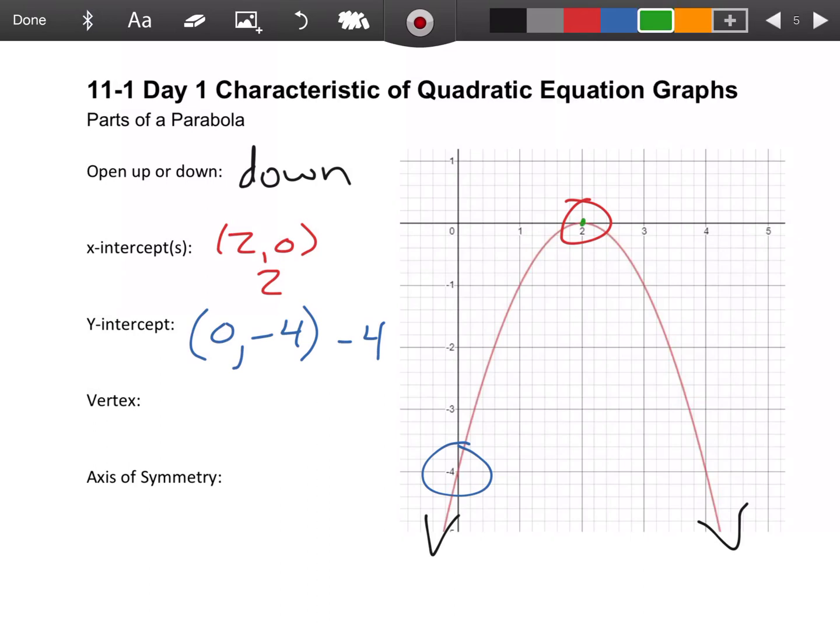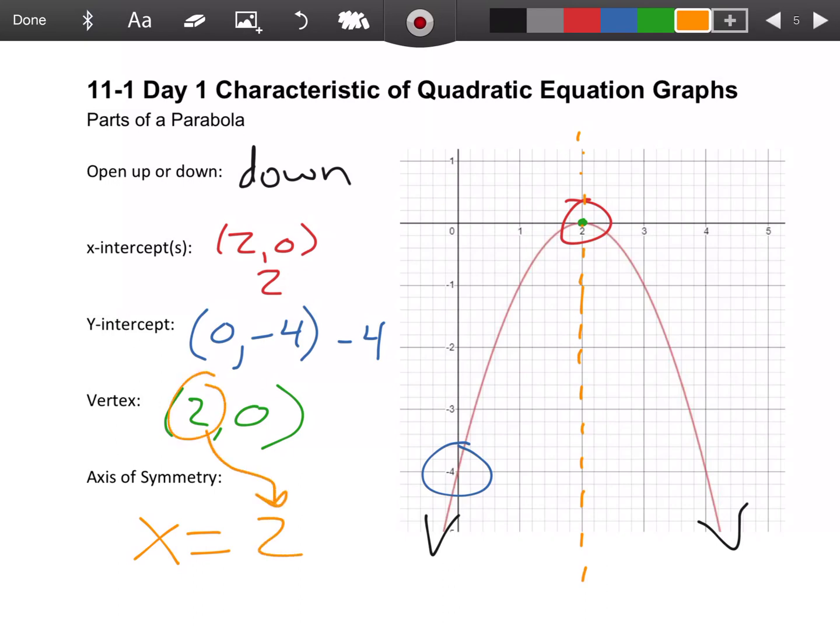The vertex right up there is going to be the same as our x-intercept. That is going to be (2, 0). And then the axis of symmetry coming down right in the middle, splitting it into 2 equal sides, would be x equals 2. Once again, that is the same as our x coordinate for our vertex.